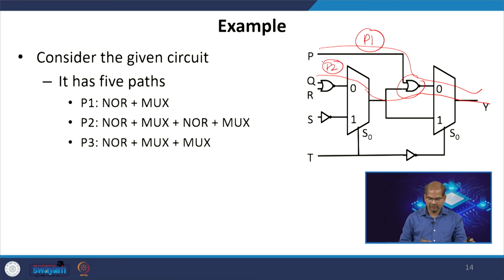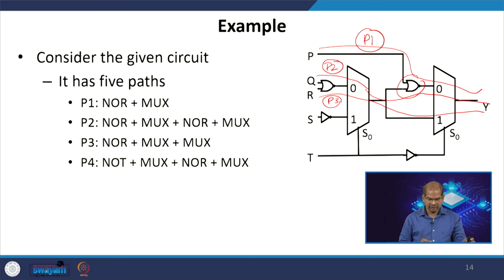Then I have path 3: a NOR gate, a multiplexer and another multiplexer, this path. This is P3. Now, P4 is a NOT gate, a multiplexer and a NOR gate, like this. This is P4.